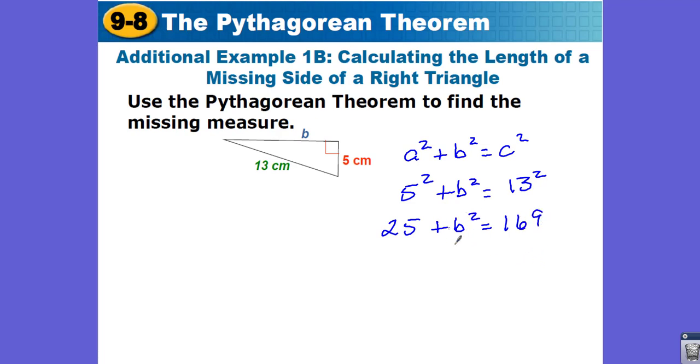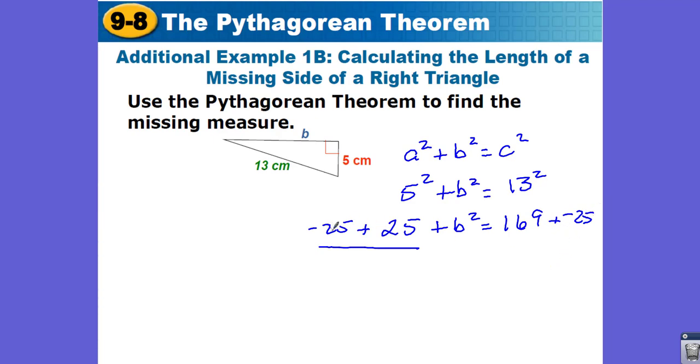Well, I need this b to be by itself. So we need to remember, what is it that I'm going to do with this 25 in order to get b squared by itself? Well, what we have to do is add its opposite. So I'm going to add a negative 25 to this side. And we've learned that whatever I do to one side, I have to do to the other as well. So I'm going to add a negative 25 to this side also.